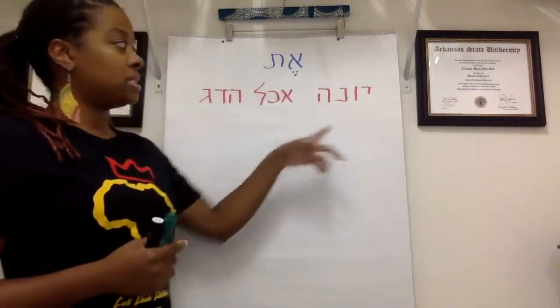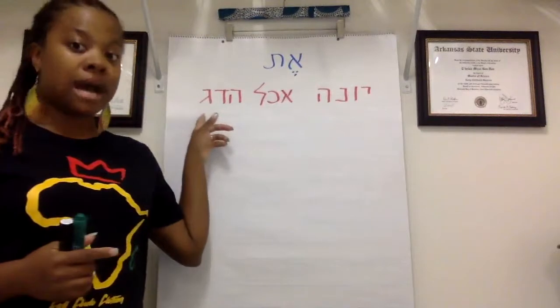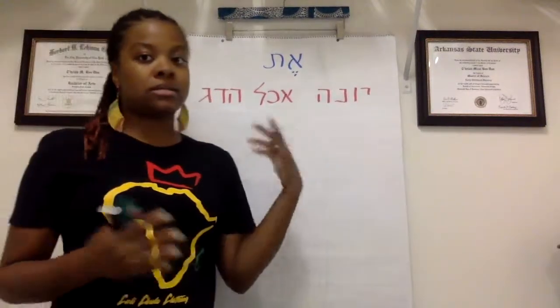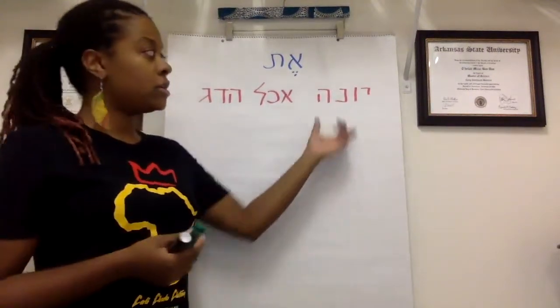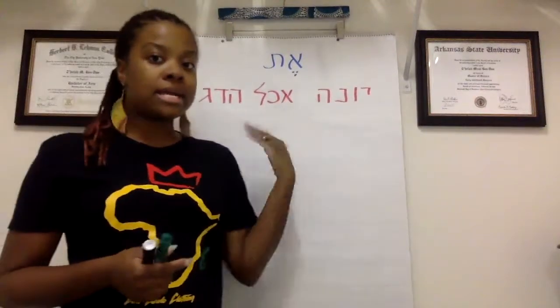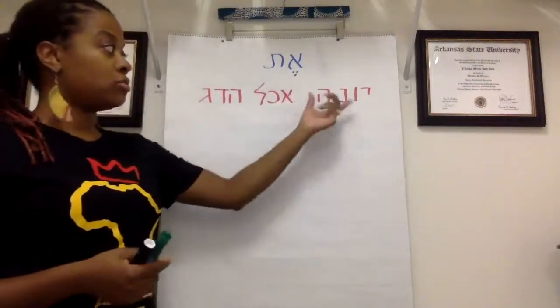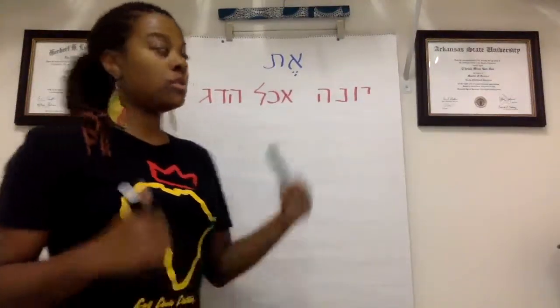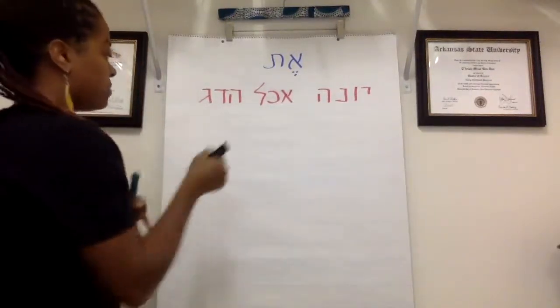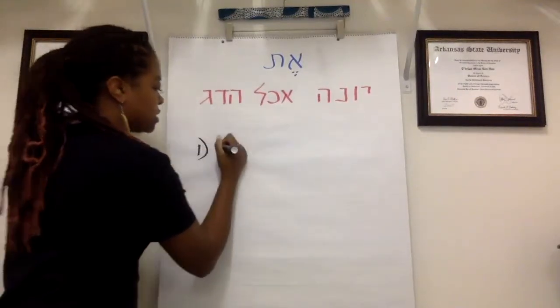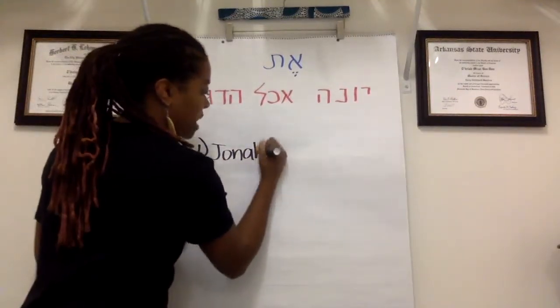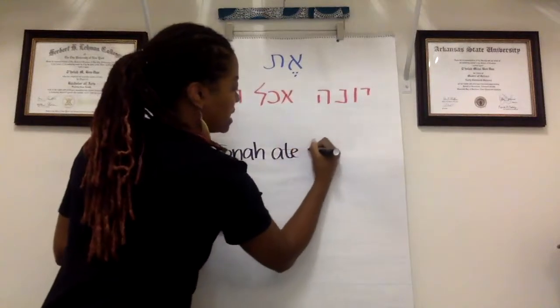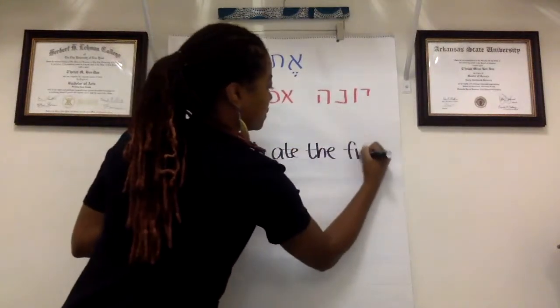So here we have a sentence, Yonah achal hadag, okay? And Yonah is the Hebrew name Jonah, it means dove. So Jonah achal, ate, past tense, third person. So Jonah ate, hadag is the fish. Okay, so it looks pretty straightforward that the way that we interpret this sentence is as I just read it. Jonah, Yonah, achal, ate, hadag, the fish.